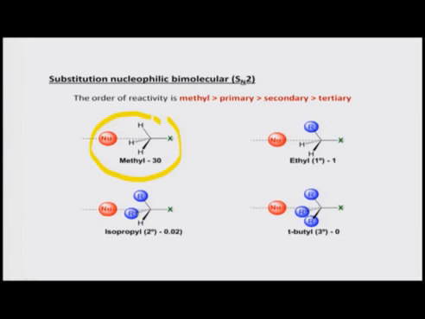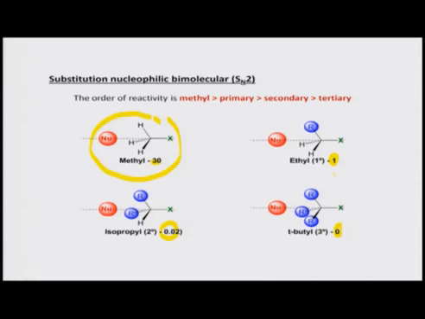Once I have an isopropyl group, there are 2 alkyl groups, so the reaction is even slower. And if I have a tertiary butyl group, then there are 3 alkyl groups, so the nucleophile cannot even approach the carbon atom. These numbers that I have written here, 30, 1, 0.02 and 0, actually represent the relative rates of this reaction. If you assume that a methyl halide undergoes nucleophilic substitution with a rate of 30, the corresponding rate of an ethyl halide would be only 1, that of an isopropyl halide is 0.02, and that of a tertiary butyl halide is just 0.